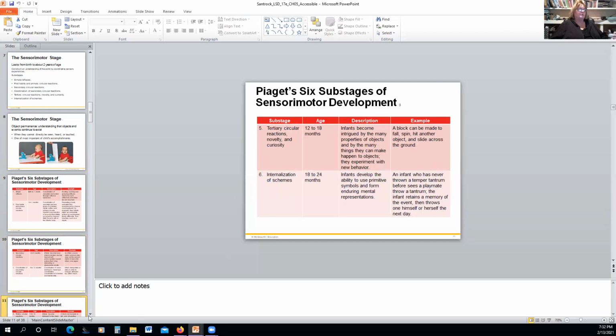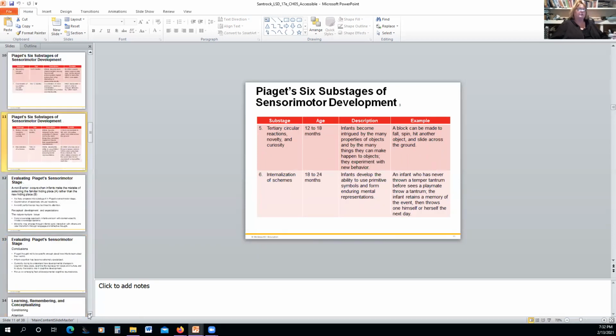And then they get into what's called tertiary circular reactions, where this is really, if you have kids, this is how they will throw something off a high chair 572 times in a minute, because it's fun to do that. They will throw things off high chairs or down the stairs.